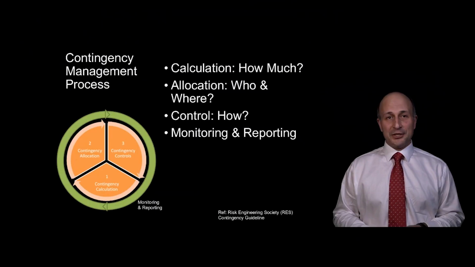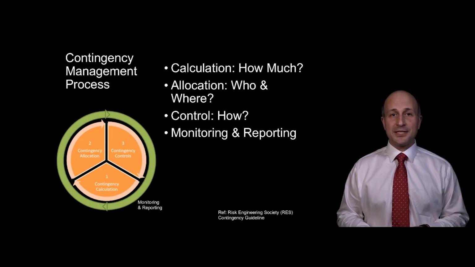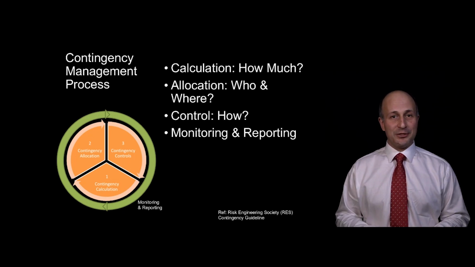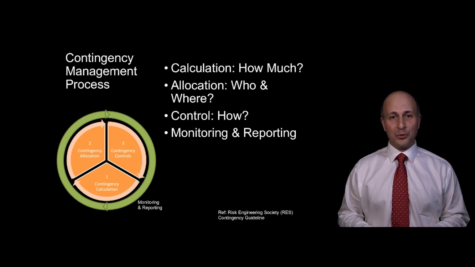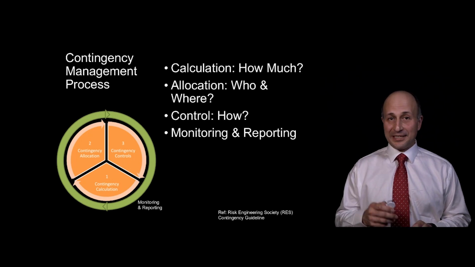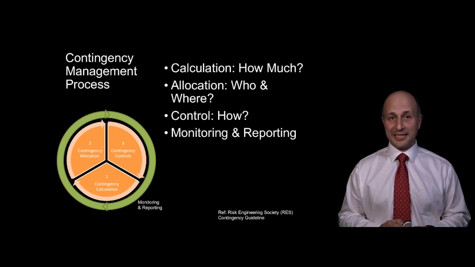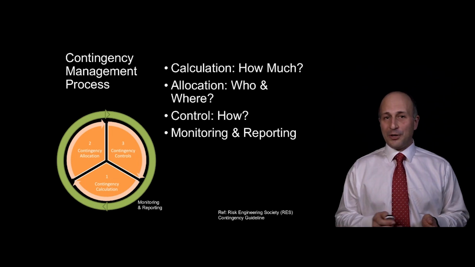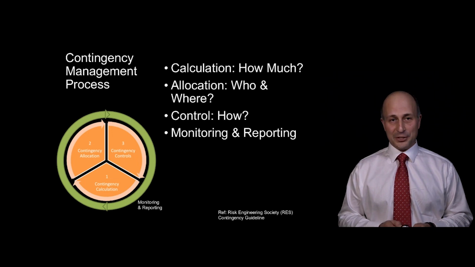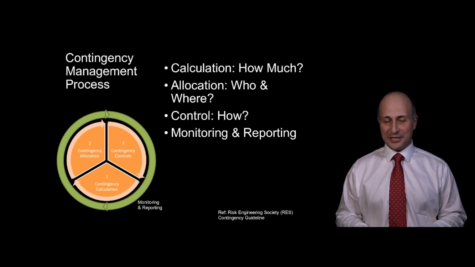As per Risk Engineering Society contingency guideline, the overall contingency management process has 3 key steps, which are applied at various stages through the project lifecycle. Contingency calculation. How much contingency is enough for desired confidence level? The second one. Contingency allocation, providing guidance about delegation and allocation of available contingencies both within the project as well as at different levels of organization. And the last but not the least is contingency control, providing guidance about contingency control measures. I will discuss each of these steps very briefly.